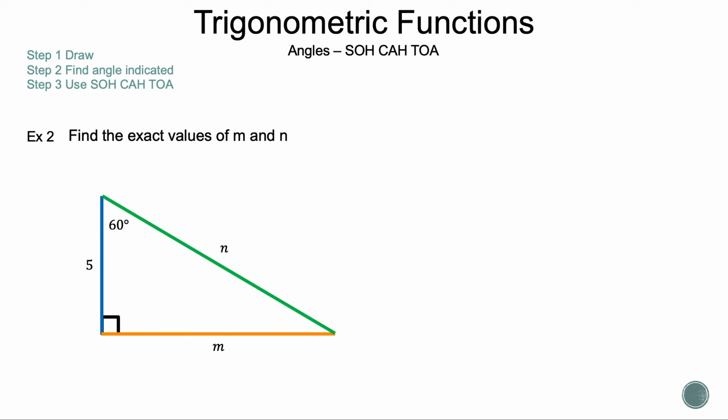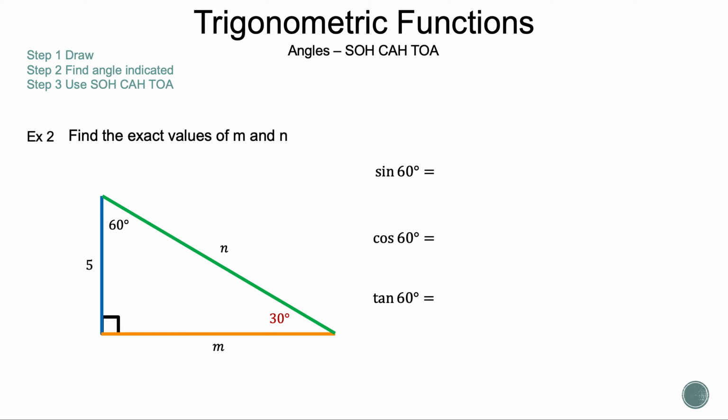Now let's move on to example 2. Let's read the question. Find the exact values of m and n. Let's read the steps again. Step 1, draw. Step 2, find angle indicated. Step 3, use SOH CAH TOA. First things first, let's label our missing angle. It is 30 degrees. So we have a 30, 60, 90 triangle. Let's use the 60-degree angle as theta.